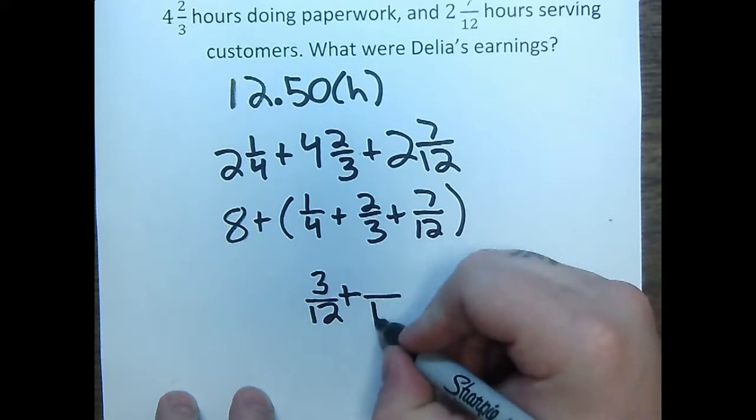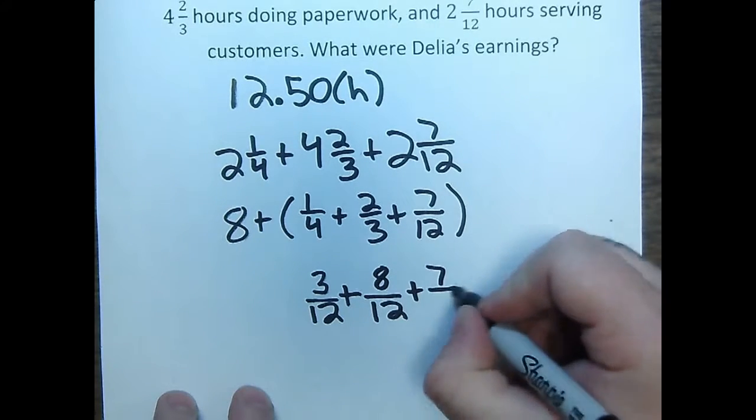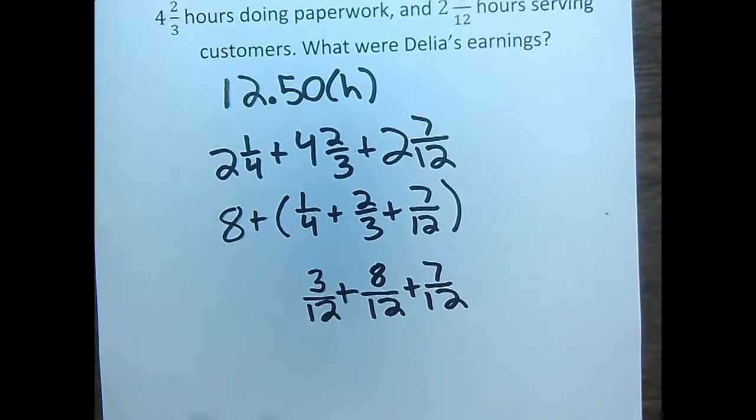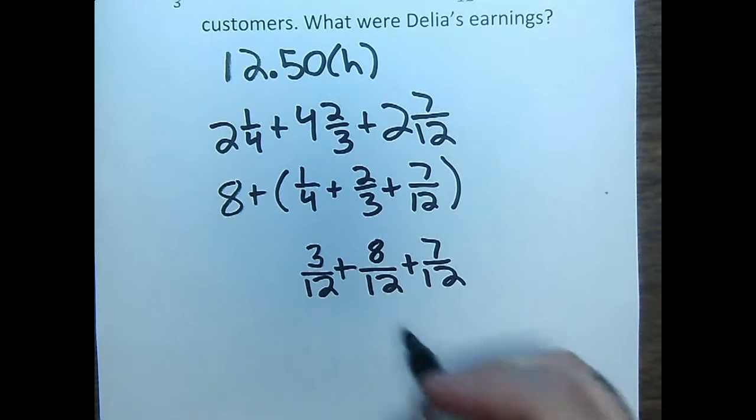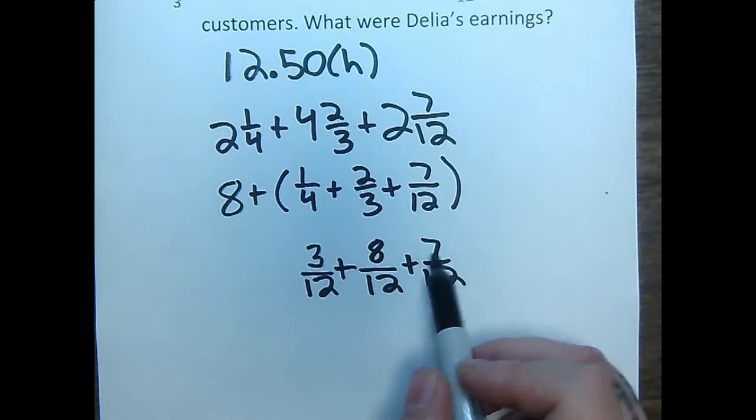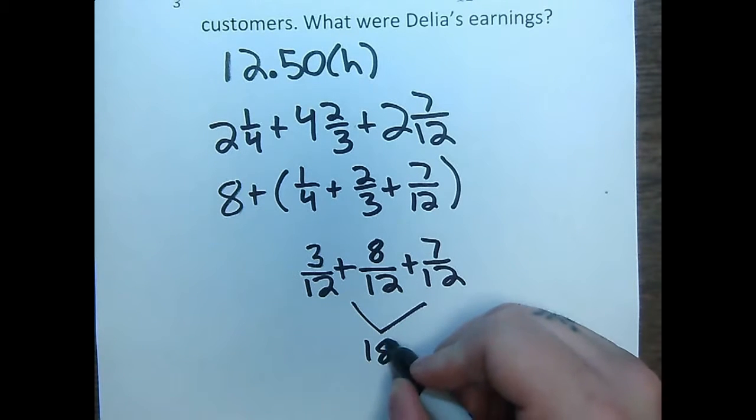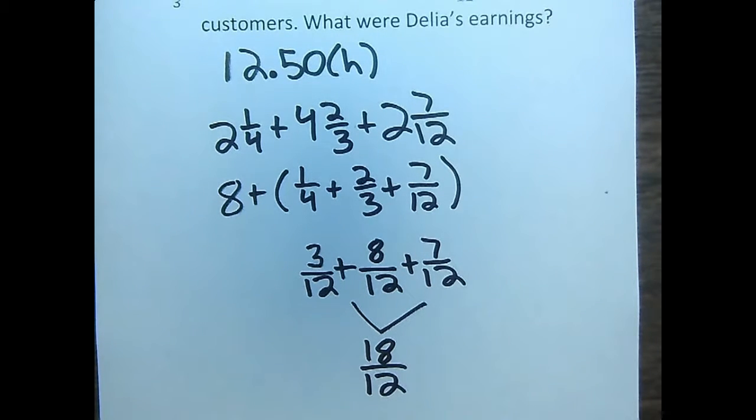So 4 times 3 is 12. 2 times 4 is 8. And lastly, the 7/12 is already in terms of 12, so we just leave it like that. So now we take 3, 8, and 7. 3 and 8 is 11, plus 7 would give me 18. So these all become 18 over 12.